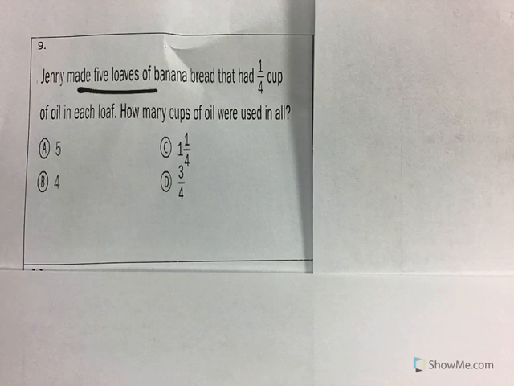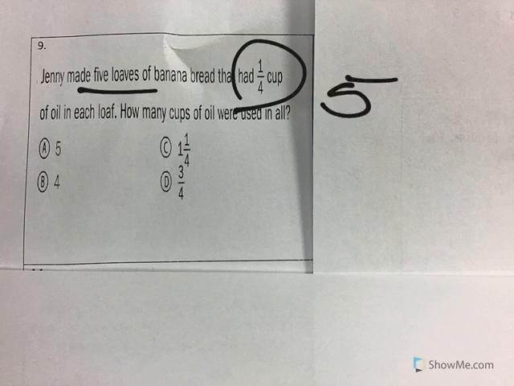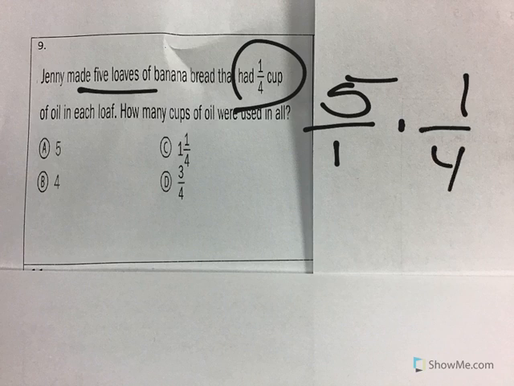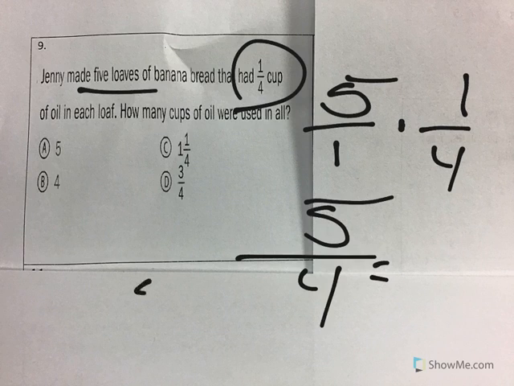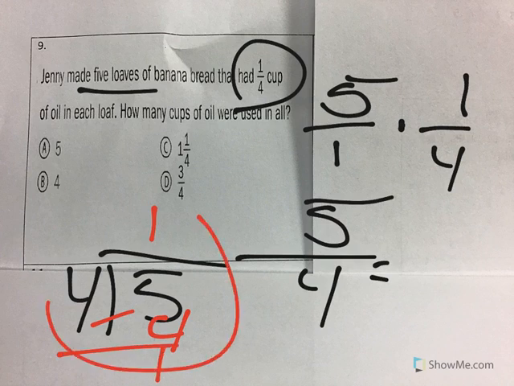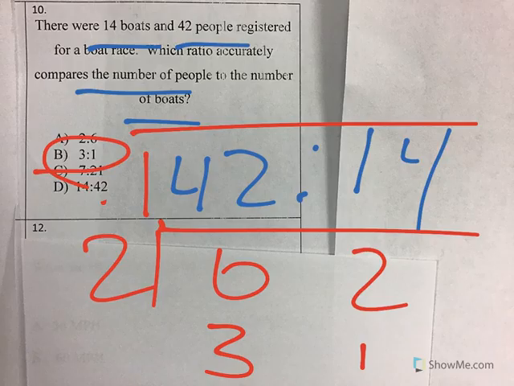Okay, number 9, Jenny makes 5 loaves of bread that have 1/4 cup of oil in each. I'm asking you how many cups were used, so 5 over 1 times 1 over 4. I don't need a common denominator, so I say 5/4, which is improper, so I divide. 4 will go into 5 one time, so my answer is 1 1/4, which is C.